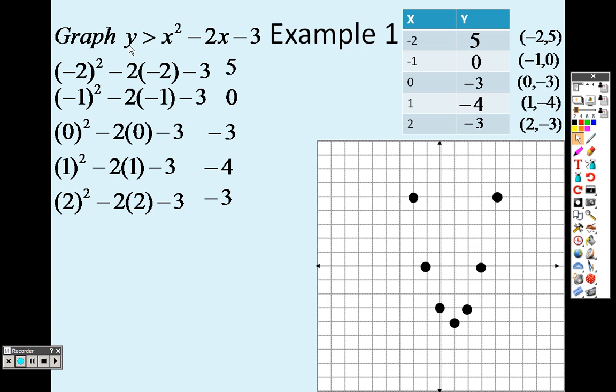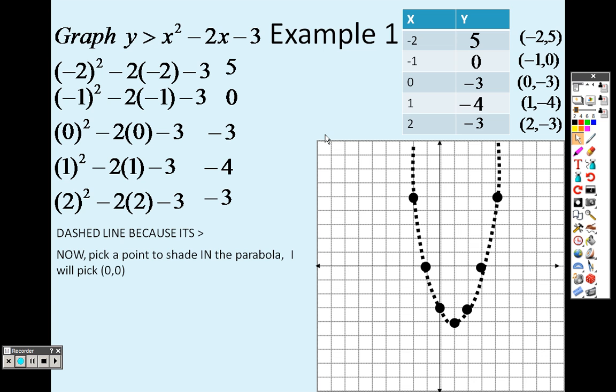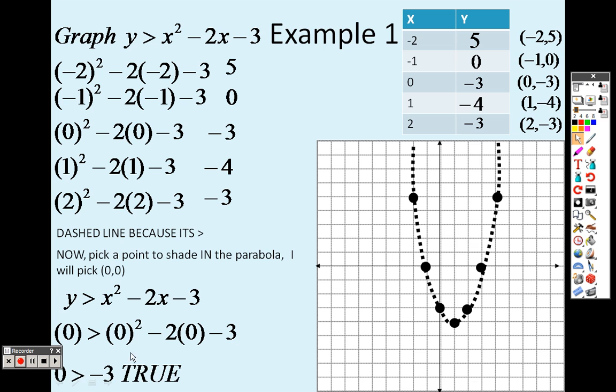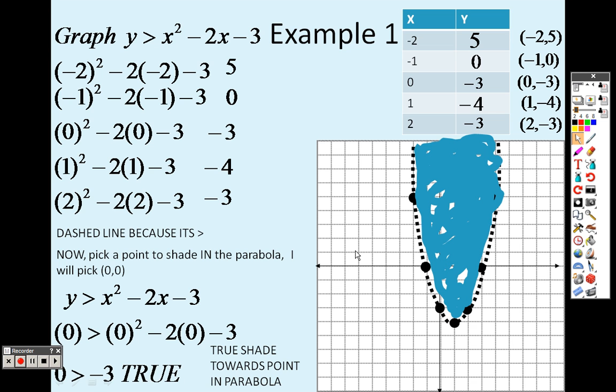But before I do this, it's greater than, which means it is a dotted line that goes in there. So I pick a point inside the parabola, which is (0, 0), and plug that in for all the x's and y's. Is 0 greater than -3? You betcha, so that means it's true. Since it's true, I shade towards the point, so I shade everything inside the parabola.